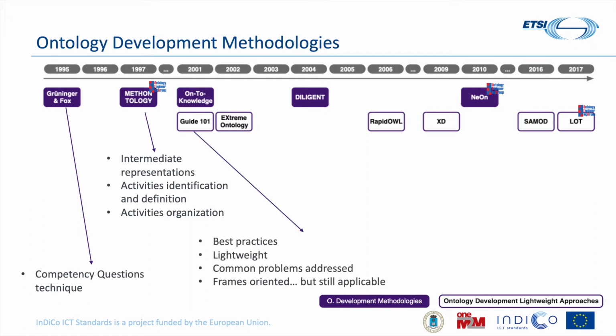From the Guide 101 for building your first ontology, defined in Stanford, we can still reuse best practices and how to address common problems. It should be mentioned that this methodology or guide is oriented to frames, but it is still applicable to all ontologies.